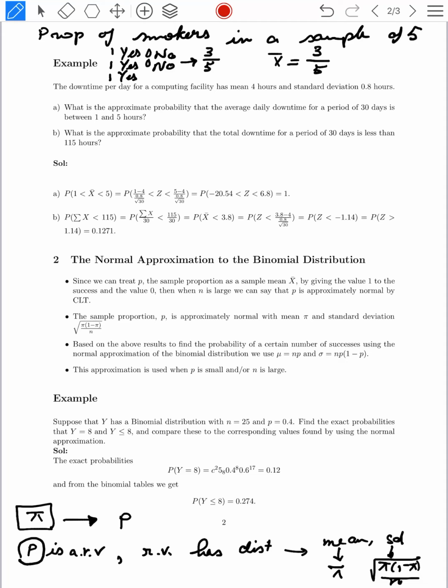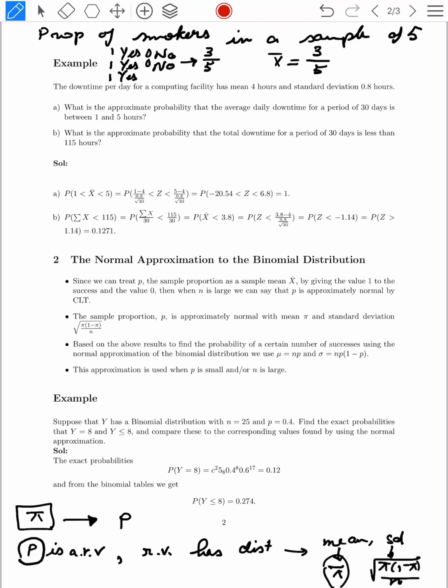So what's the thing that we would like to apply to P? We would like to apply the central limit theorem. If you have a sample of size n, a sample of size 30 or more, then even though your sample is not coming from a normal distribution, since you have a large sample size, P, your sample proportion, is approximately normal, with mean equal to pi, the original population proportion, and the standard deviation, which is the square root of pi (1 minus pi) over n.